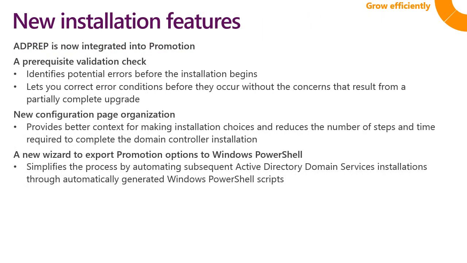So a big change now is that with ADprep, you can't just type in ADprep and have a domain controller promote itself. You can still run it at the command line, but you do need to feed it some command line parameters in order for it to actually work. But what you can also do now is run the DC promo capabilities by using the new server management tools as well, if you want to.